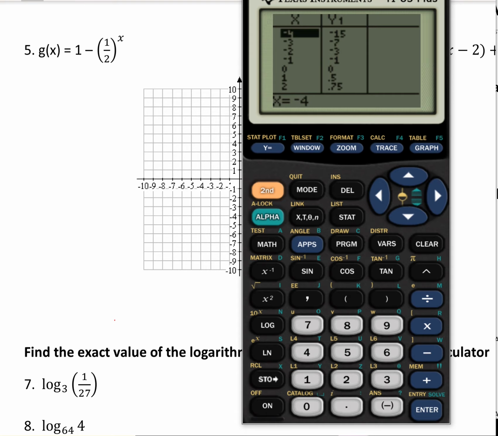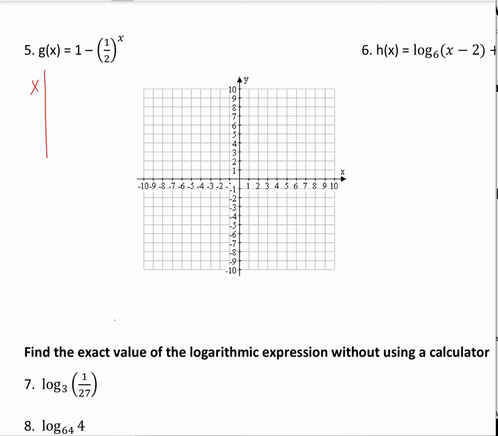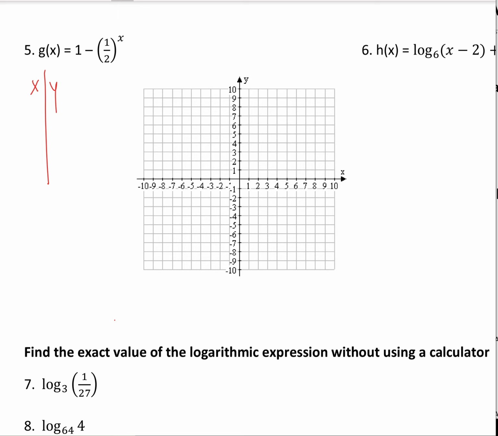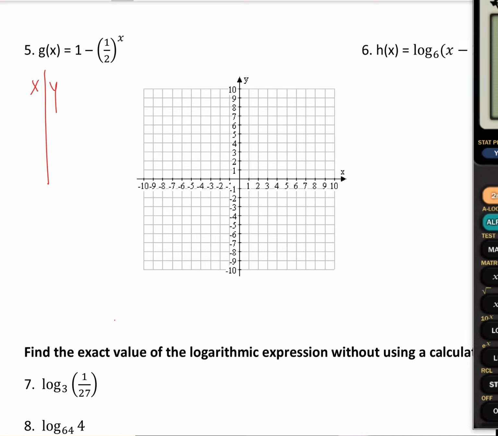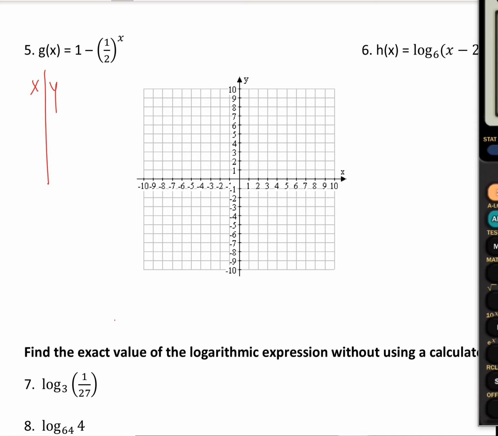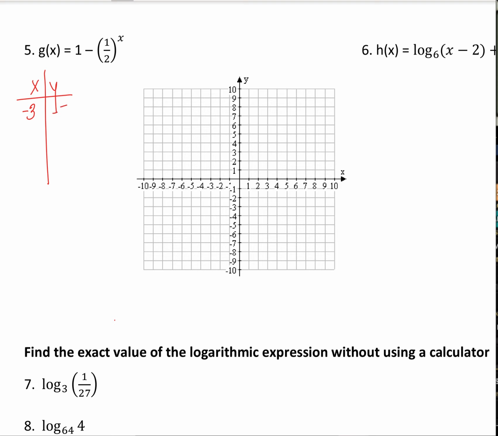All right, so we're going to plot some points. So we have our x and our y. Sorry guys, let me put that back. All right, so we're going to put that back. We have our x and our y. We have -3 is -7. -2 is -3. -1, -1. 0, 0. And of course, 1 is 0.5, 2, 0.75.